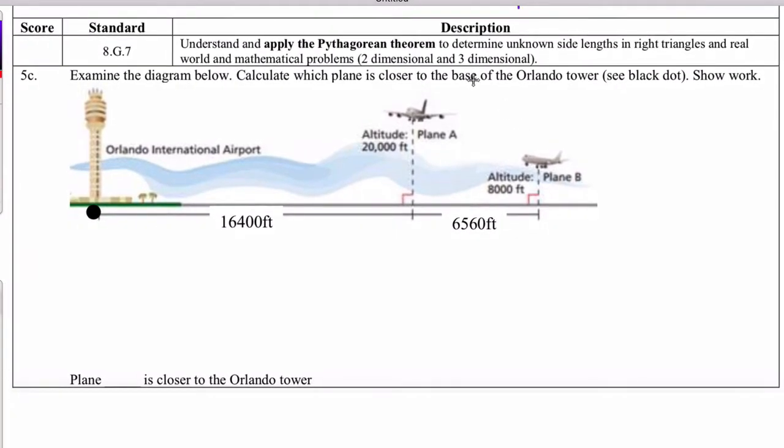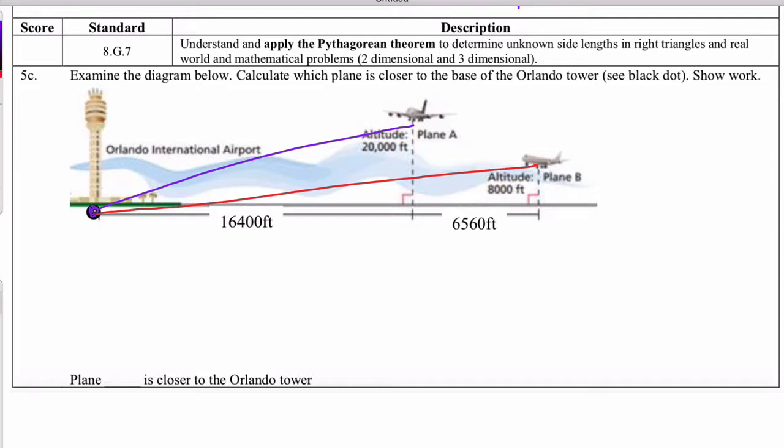Apply the Pythagorean theorem to determine unknown side lengths in real-world problems. So in this case, we have two airplanes. We're calculating which plane is closer to the base of the Orlando Tower. So here's the base right here. And I need to find out how long that distance is. And I'll also need to find out how long this distance is. So I've created two right triangles by looking at those diagonal distances.